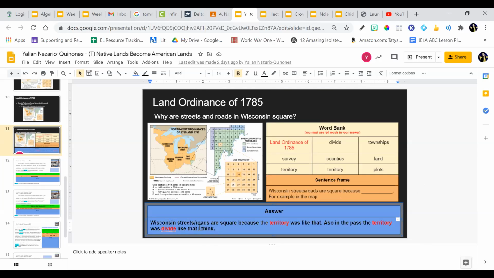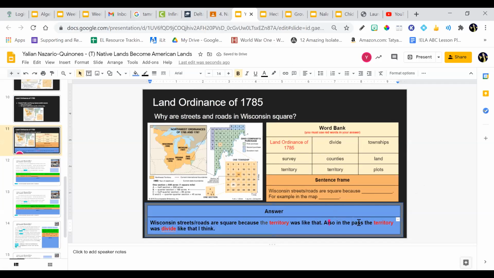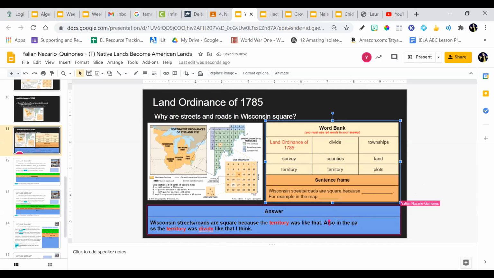Okay, so I like this part you have here, Yalian. You said here in the past that the land was divided like that. Now here's the question. We did say we also want you to make sure that you use the red words, right here it says you must use these red words in your answer. So how could we add this land ordinance of 1785 to our answer? Let's see if anybody else can jump in here, maybe share their answer that they had.